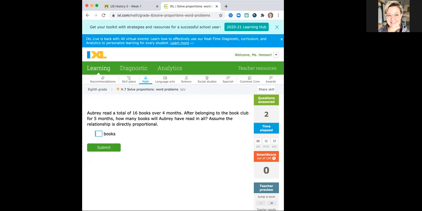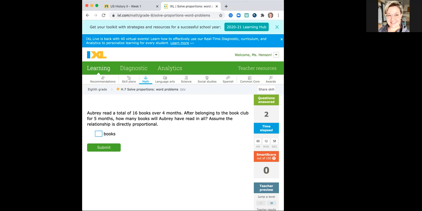All right, we're going to do one more. We're going to use the same exact strategy. Here's the problem from IXL. Aubrey read a total of 16 books over 4 months. After belonging to the book club for 5 months, how many books will Aubrey have read in all? Assume the relationship is directly proportional, meaning she's going to read the same amount per month.